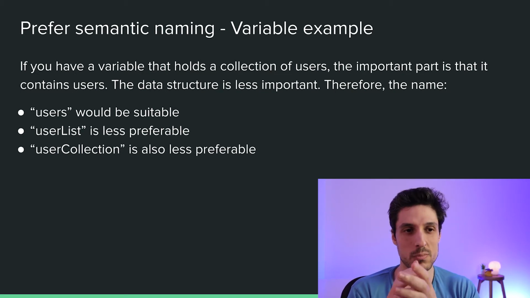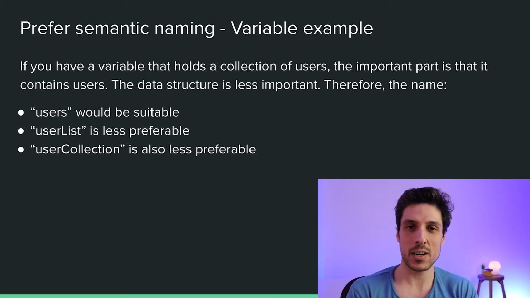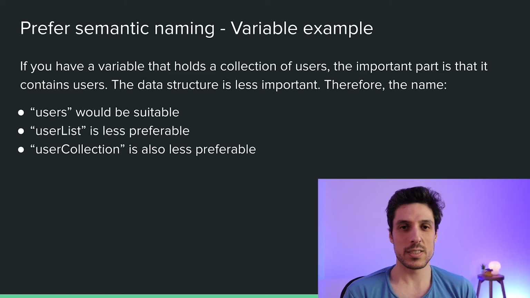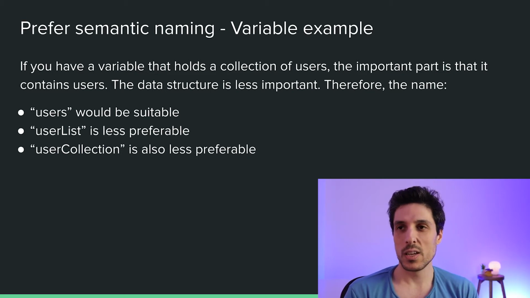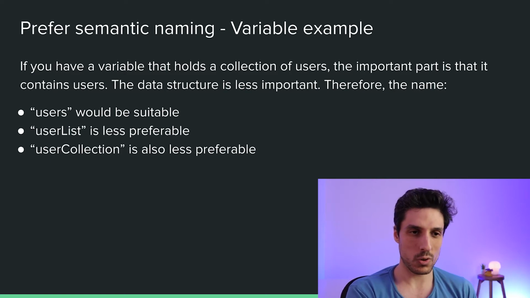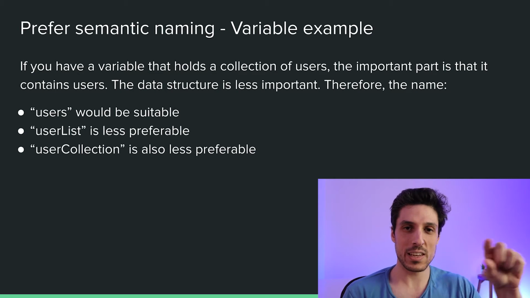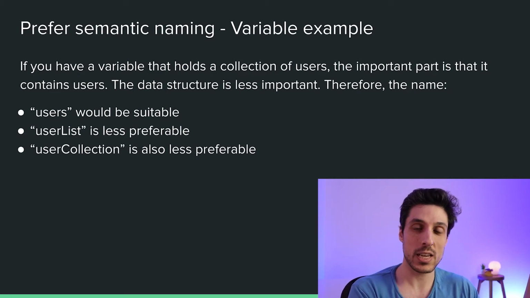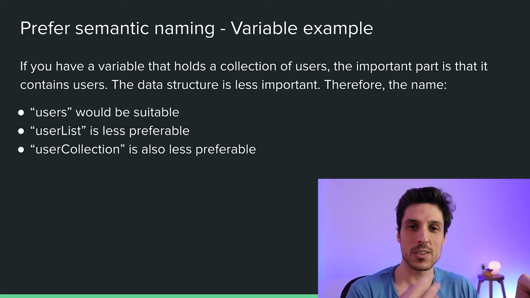Another name that someone else may go for would be the name user list. Okay, if it's a list data structure, they might name it that. Now that's fine, but again, the downsides are that the part about it being a list is less important than the part about it holding users. And also, if you change the data structure tomorrow, you'll have to update the name, right? If you're not using a list tomorrow, but you're using a map instead, the name won't make sense anymore. So you have to update the name as well.